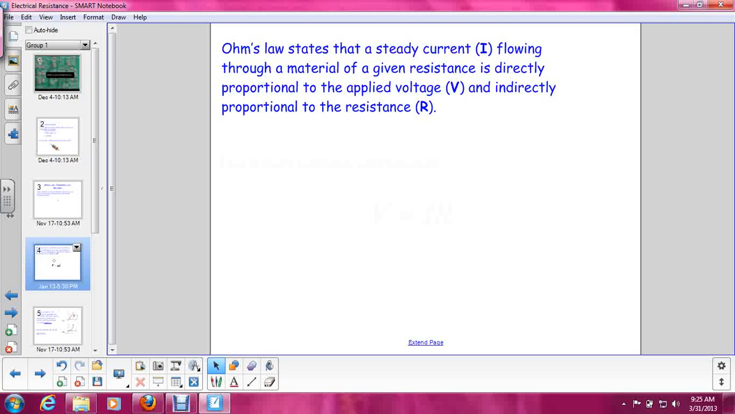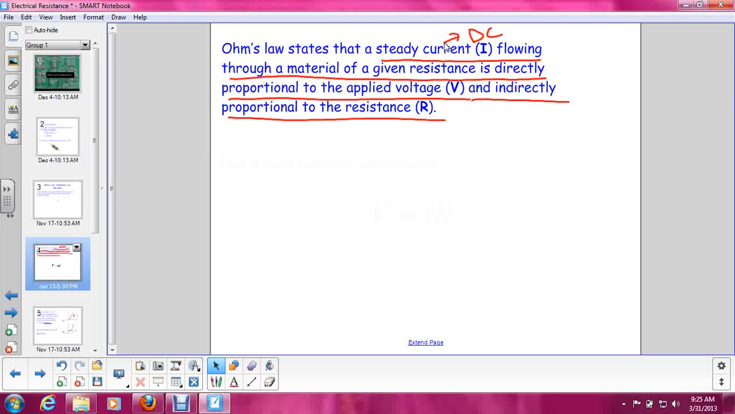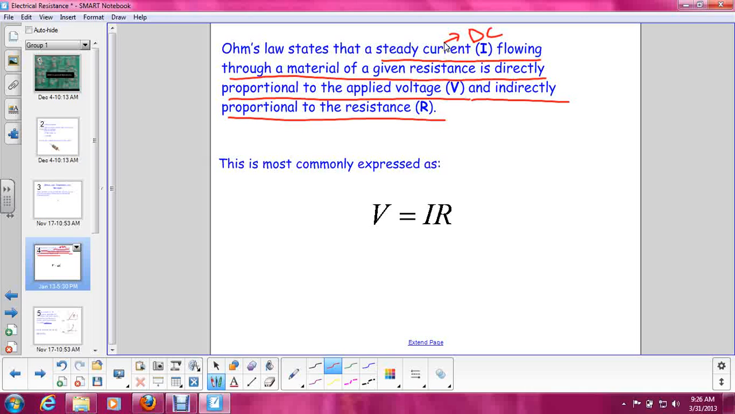Now, Ohm came up with a law that actually related these things in an equation. And Ohm's law states that a steady current flowing through a material, so this has to be direct current, can't be alternating, of given resistance is directly proportional to the voltage and inversely proportional to the resistance. Breaking it down, what that means is the more voltage, the higher the current. And the more resistance, the lower the current.